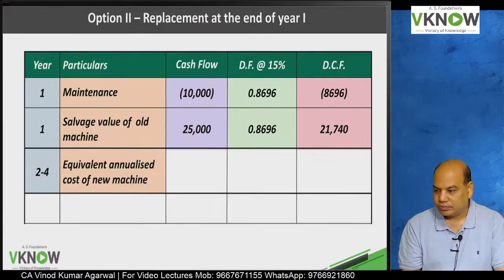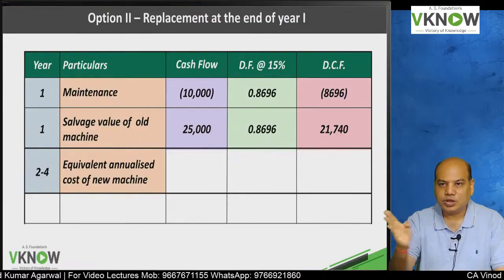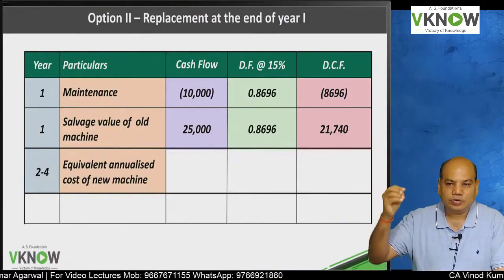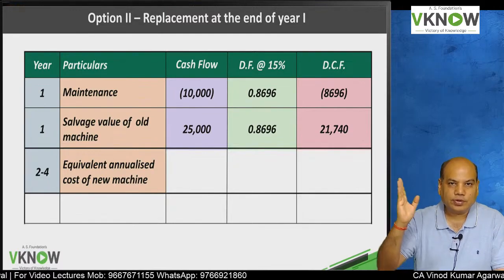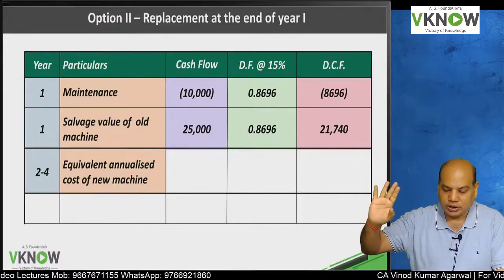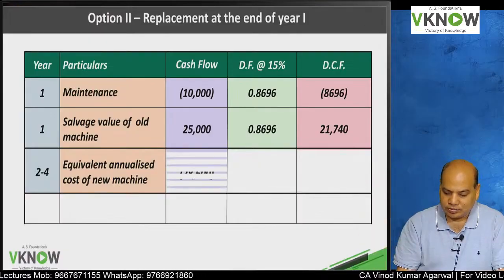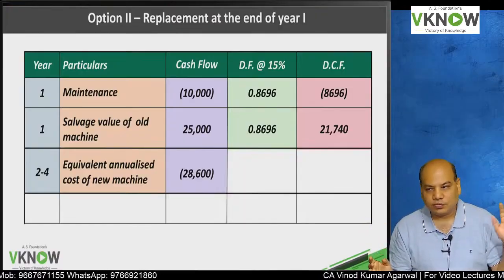For years 2 to 4, you are going to use the new asset. From the 5th year onwards till infinity, you have to use the new asset in all the alternatives. From the 5th year till infinity, your cash outflow will be 28,600 per annum. The difference in cash flow will arise only in the first 4 years.